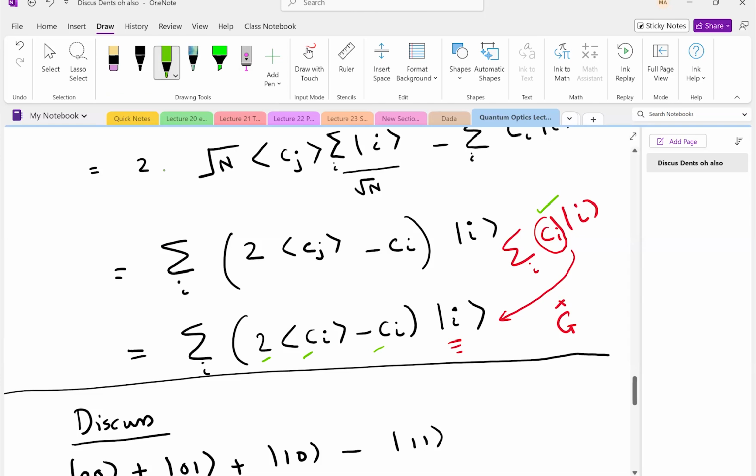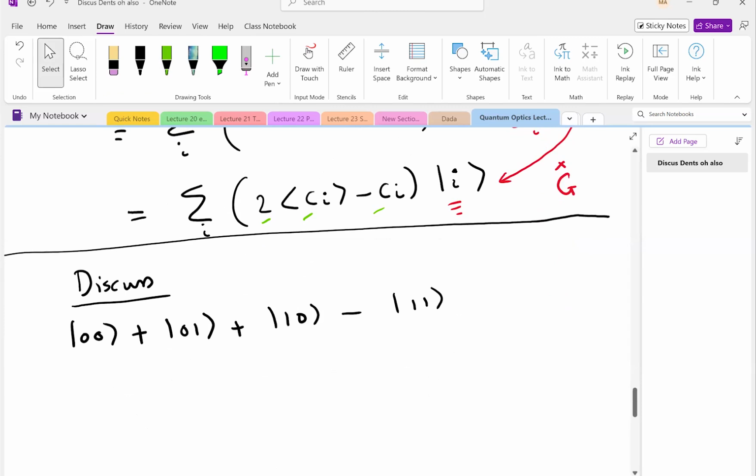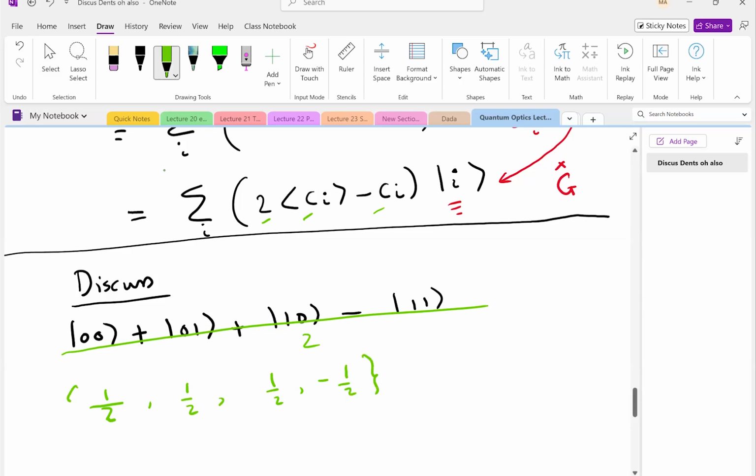So let's see what happens in the specific case that we are discussing. This is our input state for the particular example that we're looking at, and these are the probability amplitudes. All of this is with a factor of 1/2 for normalization. So the probability amplitudes are 1/2, 1/2, 1/2, and minus 1/2. These are all the Ci's. Now, if I take the average of these Ci's, I will get 1/4.